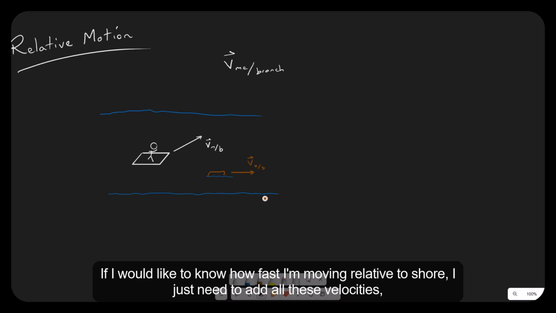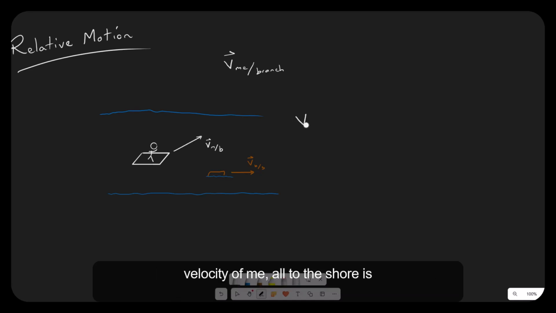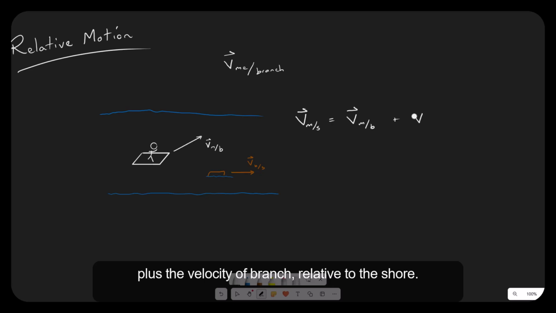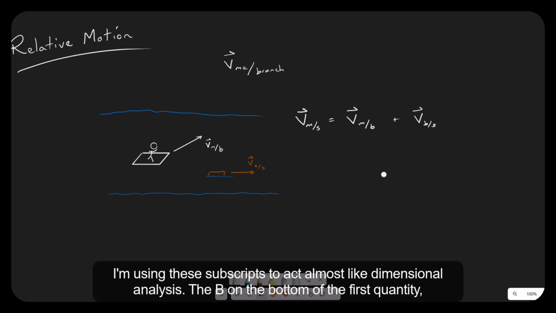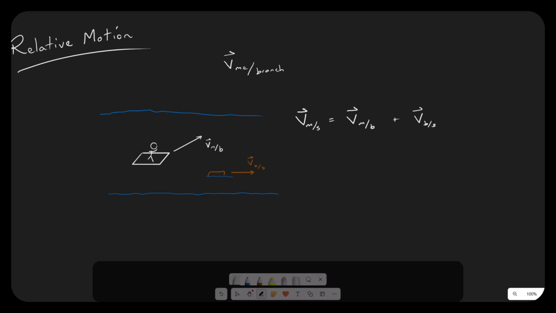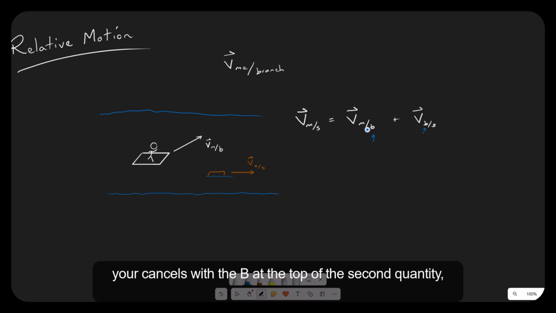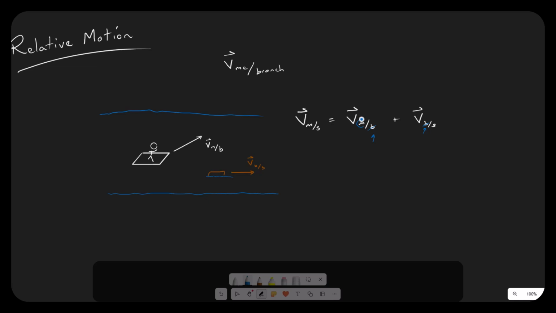If I would like to know how fast I'm moving relative to the shore, I just need to add up these velocities. Velocity of me relative to the shore is going to be the velocity of me relative to the branch plus the velocity of the branch relative to the shore. I'm using these subscripts to act almost like dimensional analysis. The b on the bottom of the first quantity cancels with the b at the top of the second quantity, and I am left with an m on top, an s on the bottom. That is what I'm looking for.